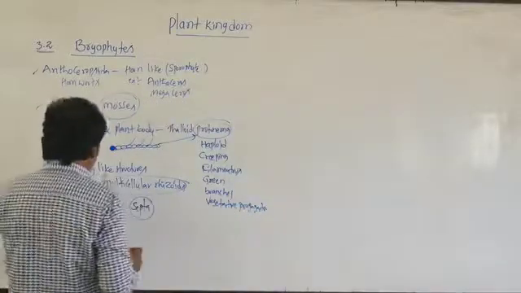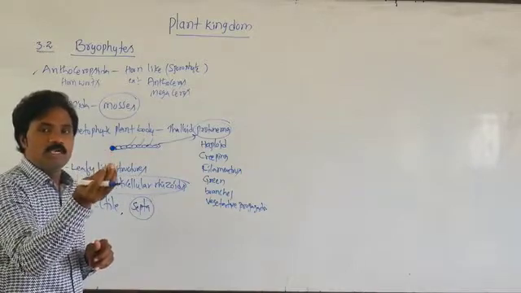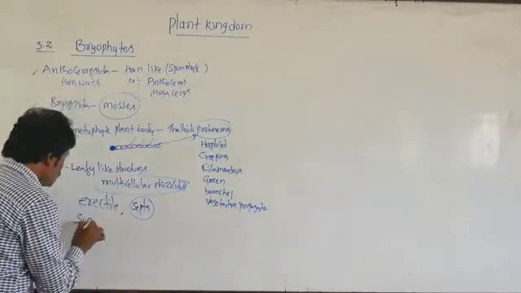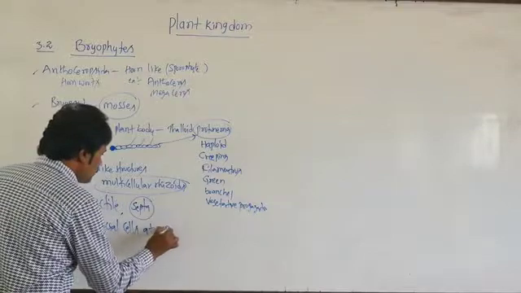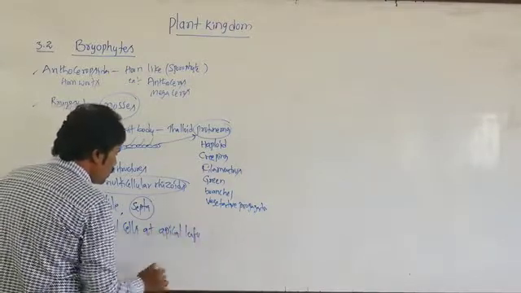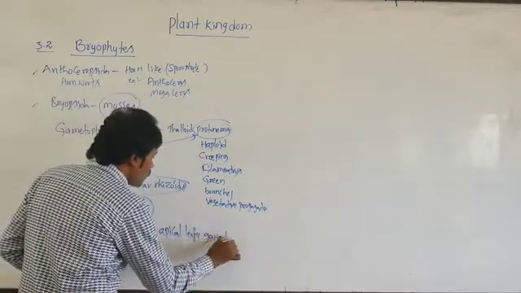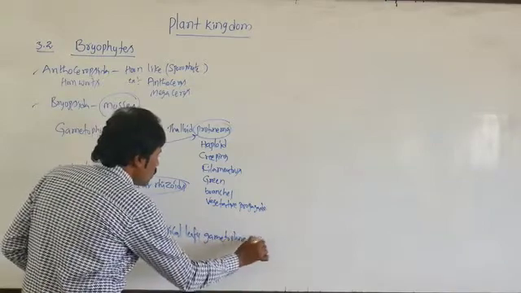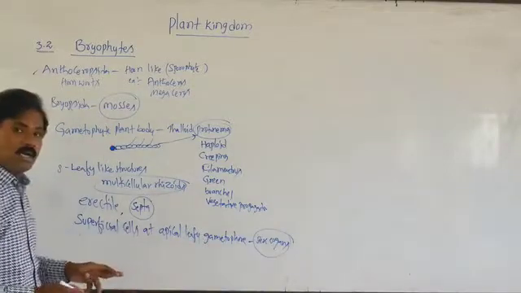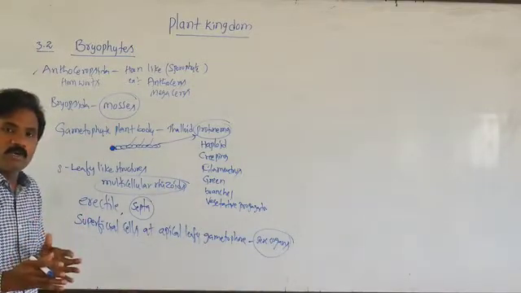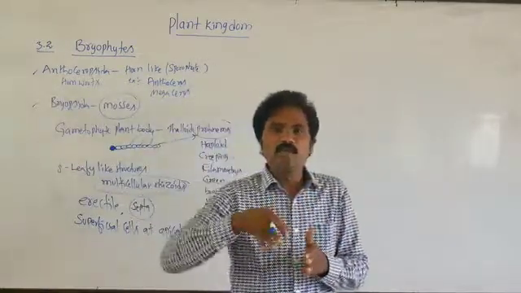Then in these secondary leaf-like structures, the superficial cells at the apical leafy gametophore develop the sex organs. Here, what type of sex organs are normally observed? It is monoecious. Why? Because within the same organism, one is male and another is female.